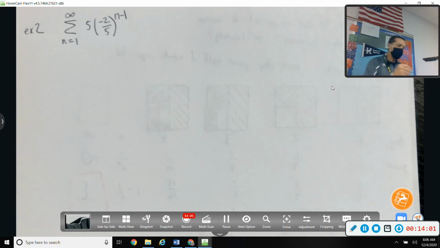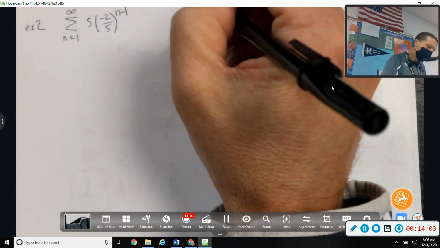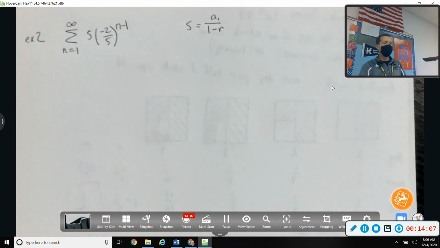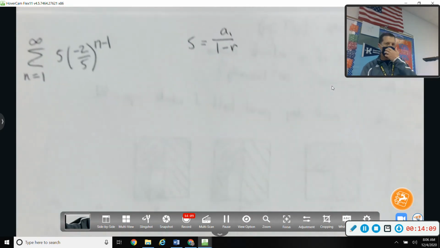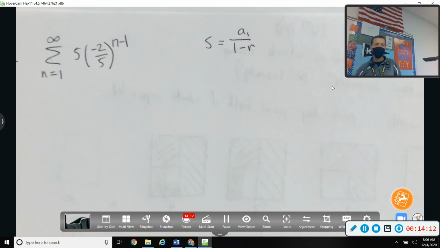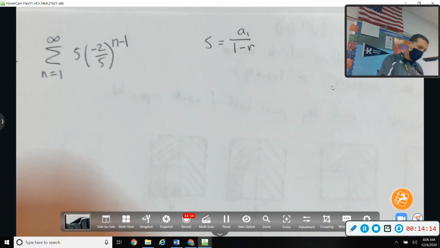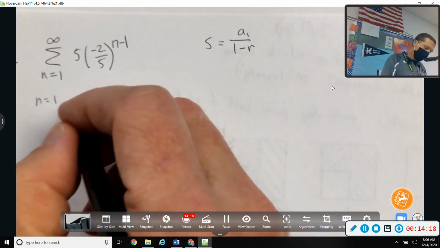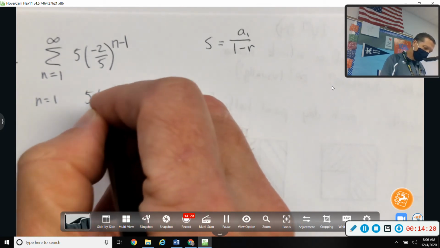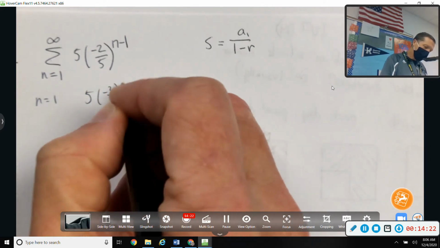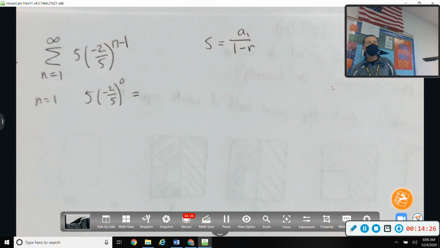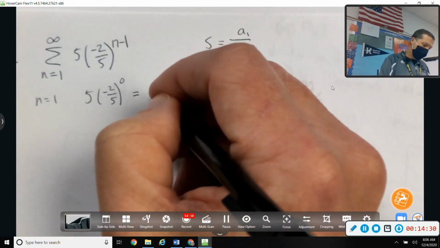Well, again, if I want to use the formula, I need the first term and I need r. So maybe we should just write out a few terms to figure out what's going on here. So for n equals 1, 5 times negative 2/5 to the 0. I like that. I can handle that. That would just be 5.